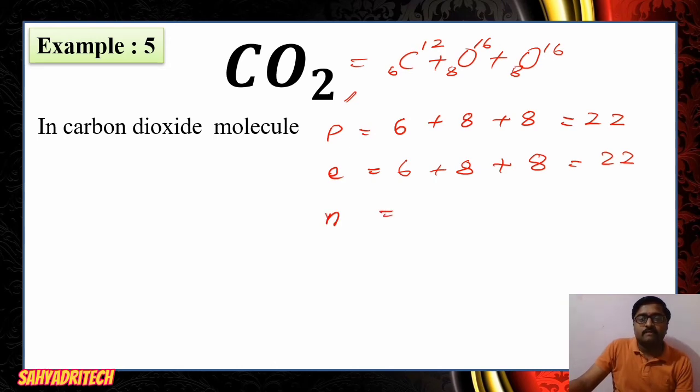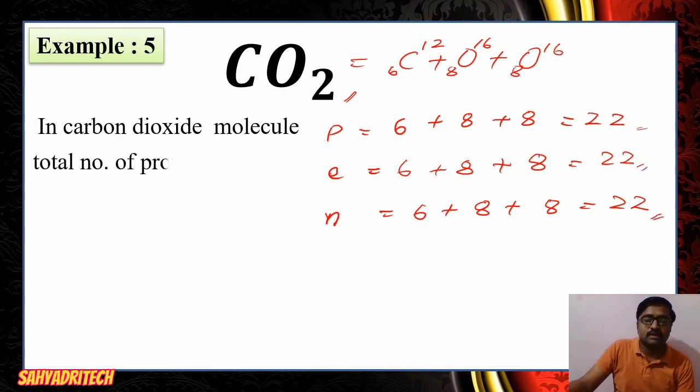Coming to the neutrons. Carbon, how many neutrons? 12 minus 6, which means 6. 8, 8 again in both the cases. So again 22, which means a molecule of carbon dioxide, how many protons does it have? It has 22 protons, 22 electrons, and 22 neutrons.